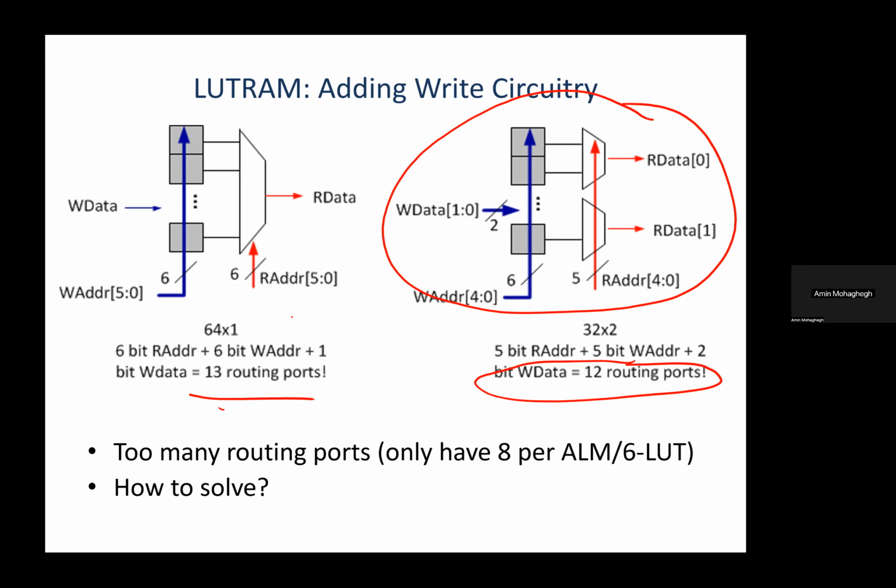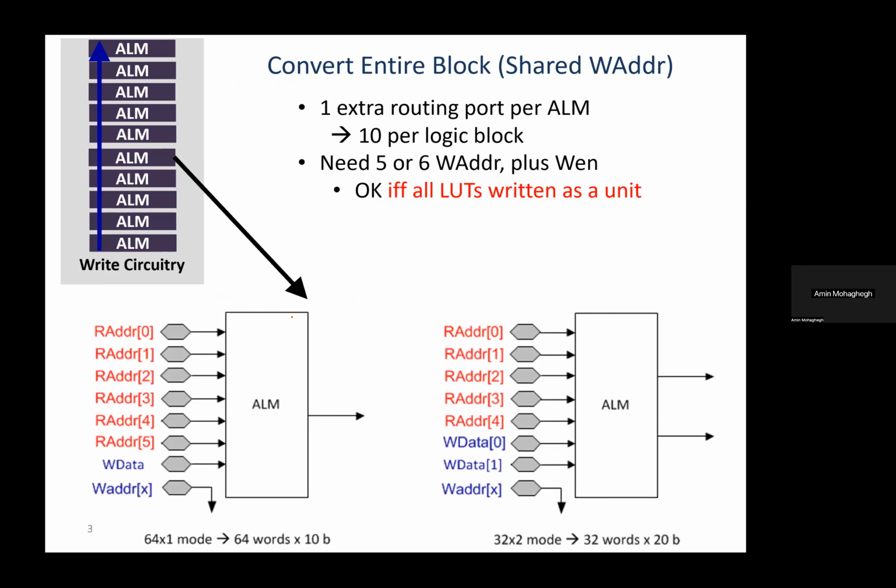Okay, so what Intel does is they basically convert an entire logic block. If you stop thinking about this as one LUT turning into LUT RAM, and say the whole logic block has to together turn into LUT RAM, then what you can do is share the write address across the whole logic block. I don't need a different write address for every single LUT. I do need different write data for every LUT, because it would be bizarre to say you can write all 1s or all 0s in your words, but you can't store the number 3. That would be odd, right?